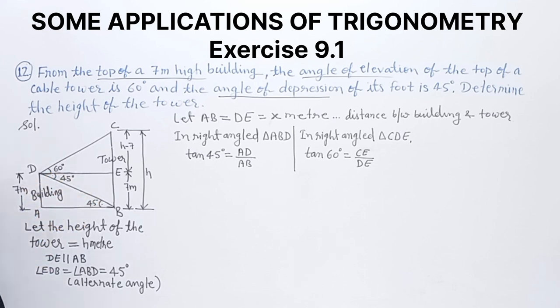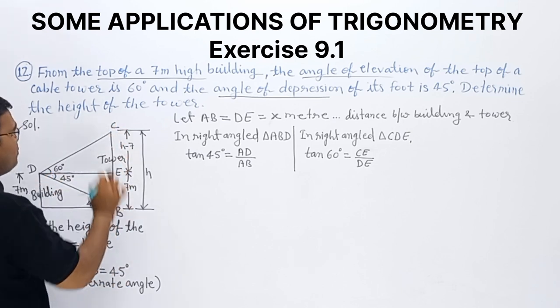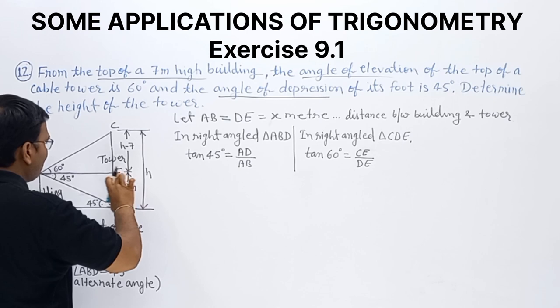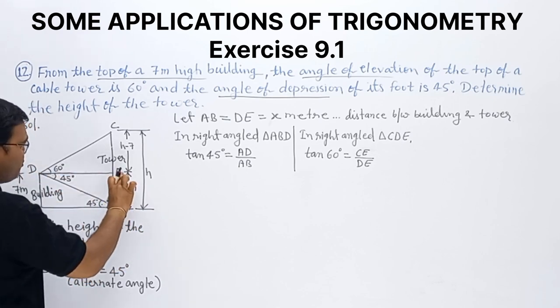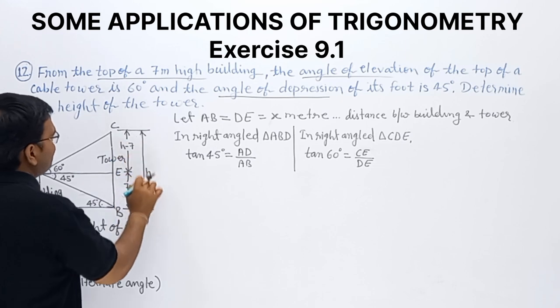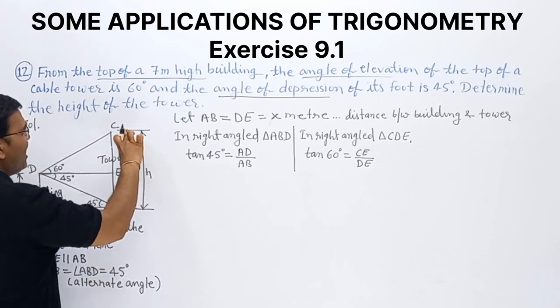Now we want to find the height h. This is the height of the building, which is 7, so automatically we can say this height will be 7 meters, because this is parallel to this one. The total height of the cable tower is h, as we assumed, so this part will be what?